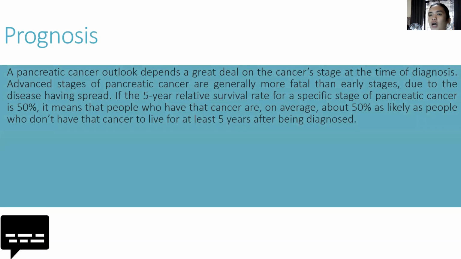Last one is the prognosis. A pancreatic cancer outlook depends a great deal on the cancer stage at the time of diagnosis. Advanced stages of pancreatic cancer are generally more fatal than earlier stages due to the disease having spread. If the 5-year relative survival rate for a specific stage of pancreatic cancer is 50%, it means that people who have that cancer are, on average, about 50% as likely as people who don't have cancer to live for at least 5 years after being diagnosed.